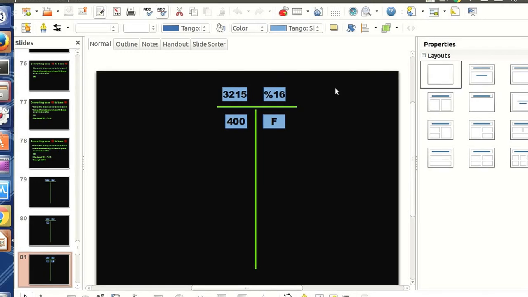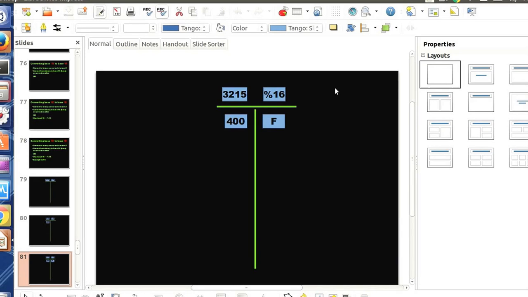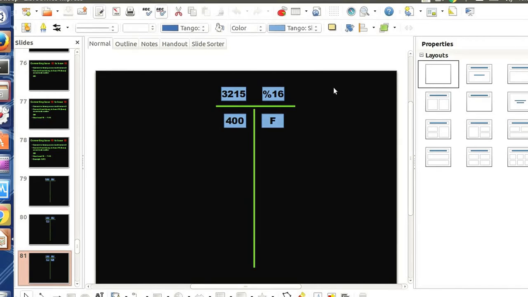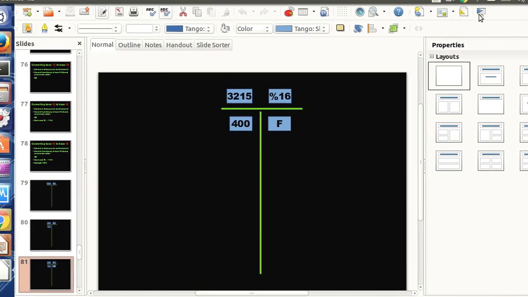Control Alt Shift and F5 I think will take us to the same screen. No, come on. What did I do? Okay. I don't know how that happened. That's the first time, but anyway.